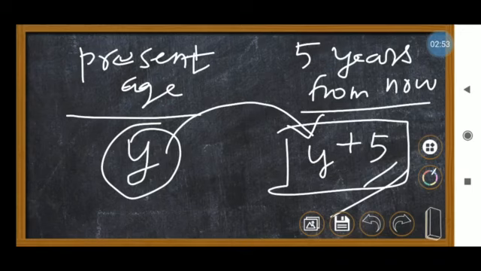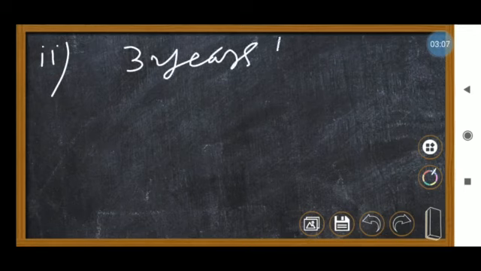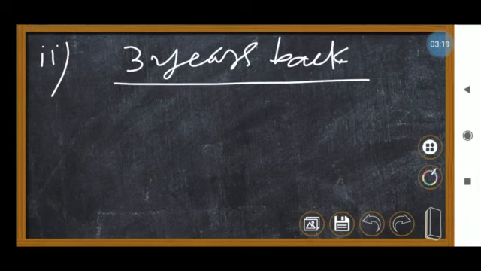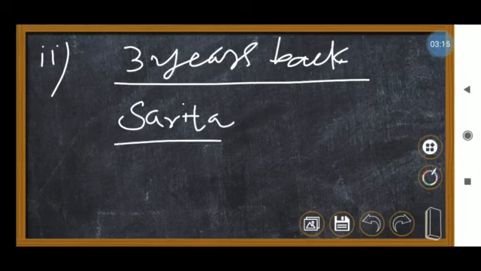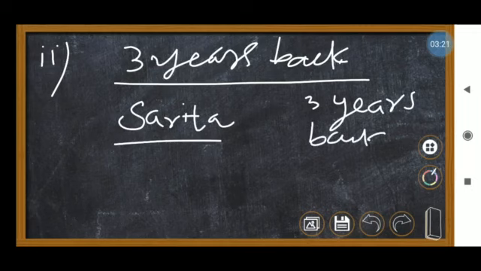Can you understand? Okay. So the second case. What is that second case? What was her age 3 years back? Now you have to know the current age of Sarita, and then 3 years back. So remember, 3 years back means what you have to do.